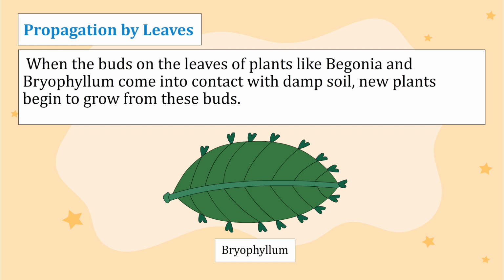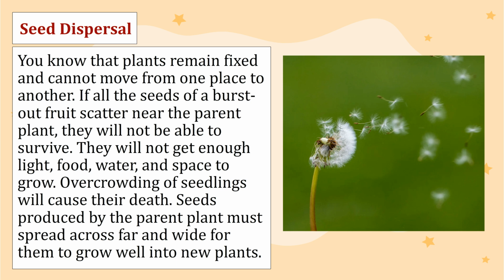Propagation by leaves. When the buds on the leaves of plants like begonia and bryophyllum come into contact with damp soil, new plants begin to grow from these buds. Bryophyllum. Seed dispersal. You know that plants remain fixed and cannot move from one place to another.